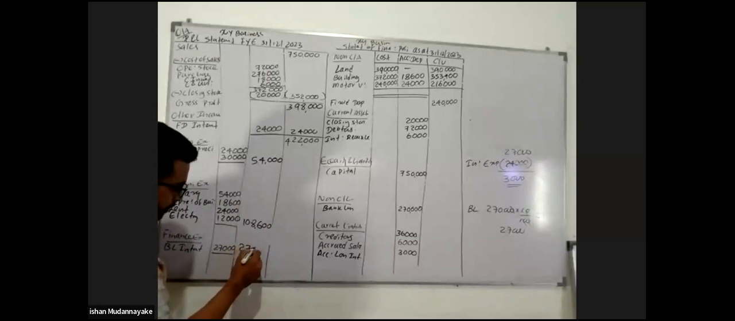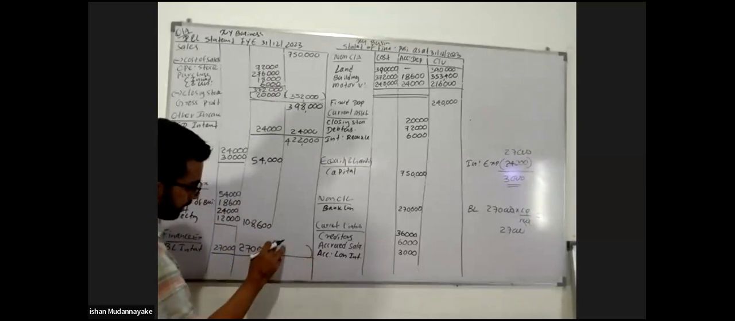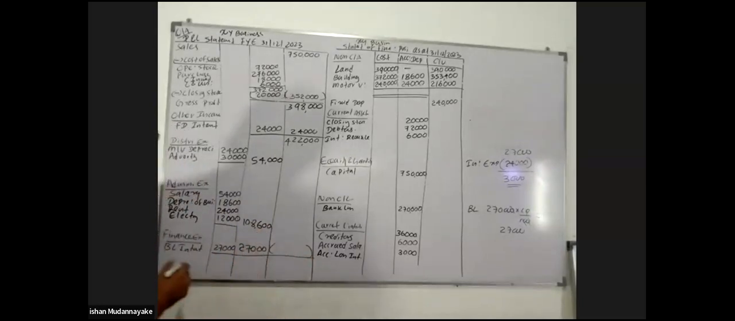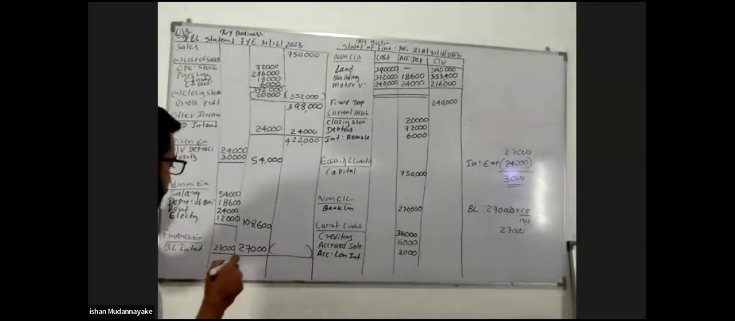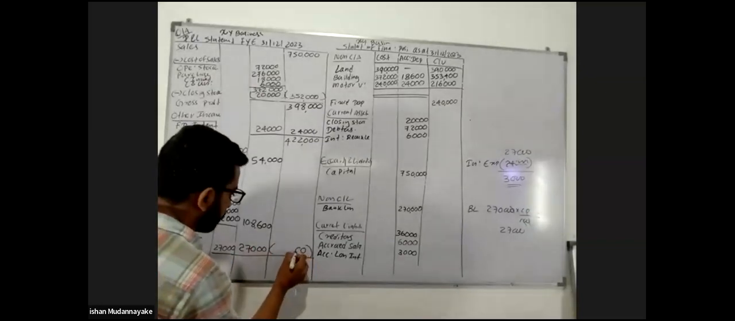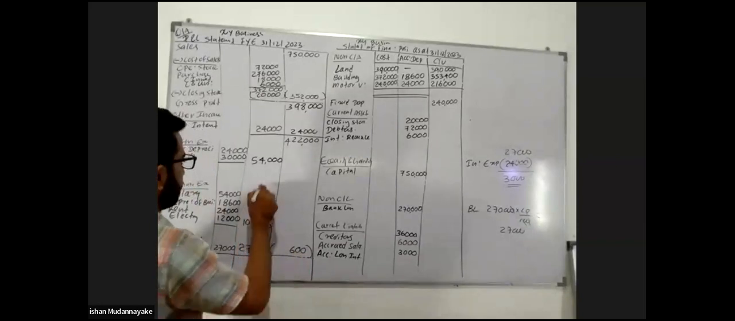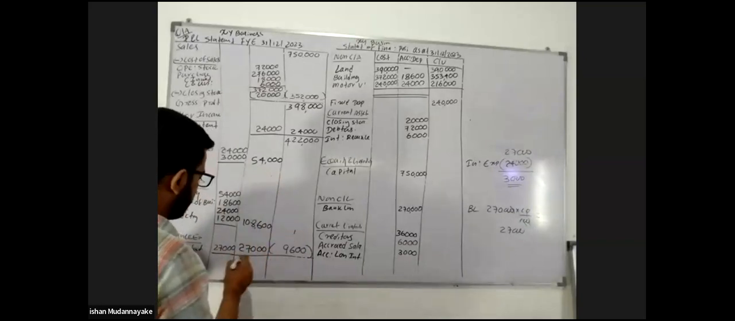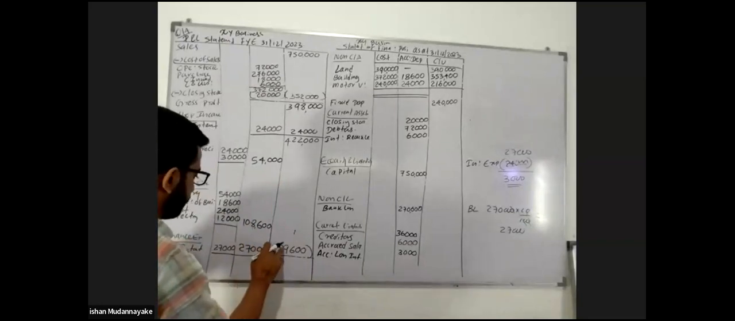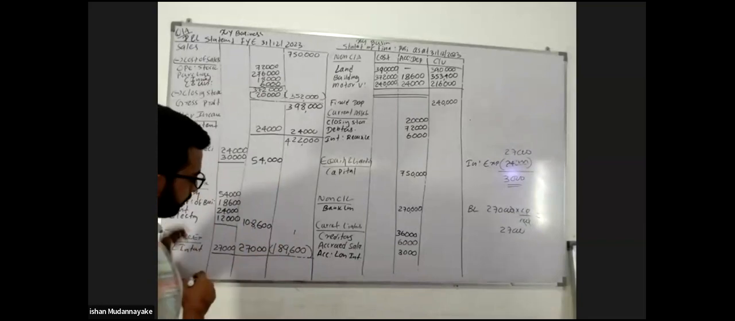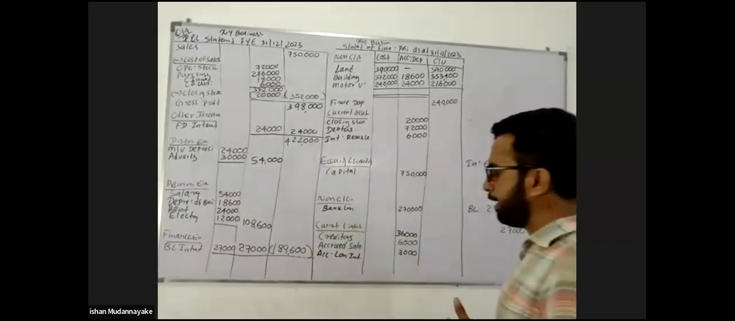Finance expense 27,000. I take the total expense to the next line. Total expense of the business organization, $189,600.